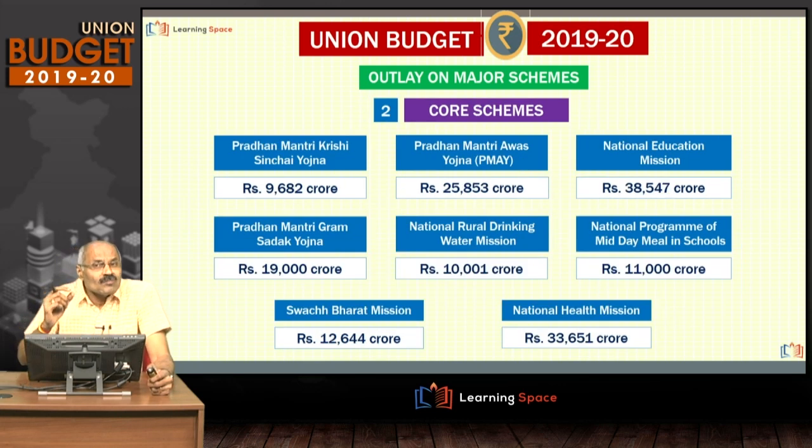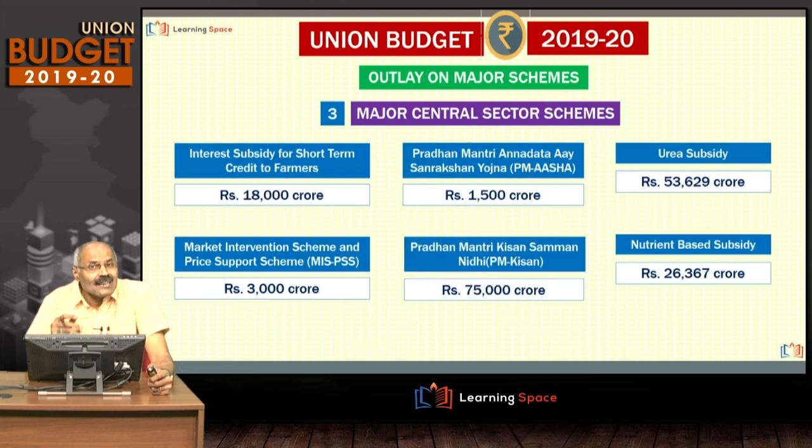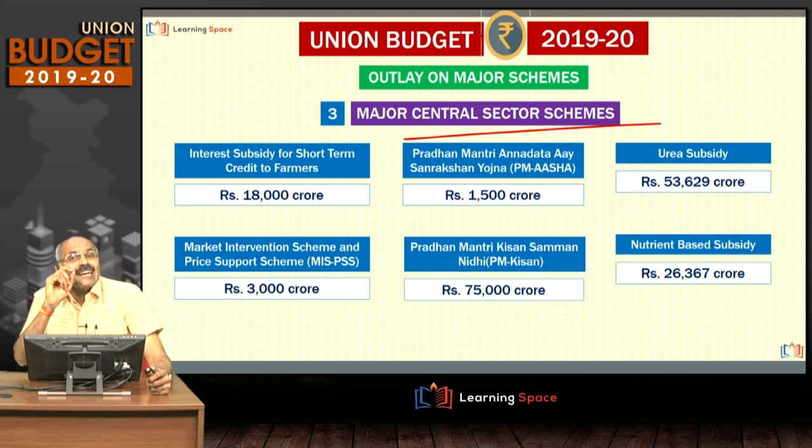Then core schemes, I mentioned some of the schemes. Please have a glance at them. Pradhan Mantri Awas Yojana, then Pradhan Mantri Gram Sadak Yojana. These are mentioned as core schemes. Pradhan Mantri Krishi Sinchai Yojana, right? Like that, a number of core schemes are there. I have taken only a few, and also some of the central sector schemes, so as to explain to you what these central sector schemes are. Please don't forget PM Asha central sector scheme.